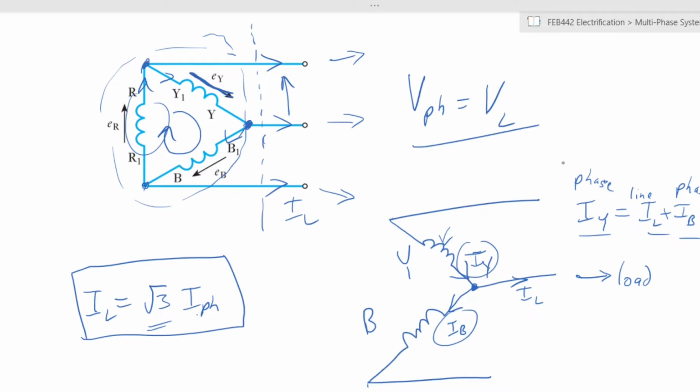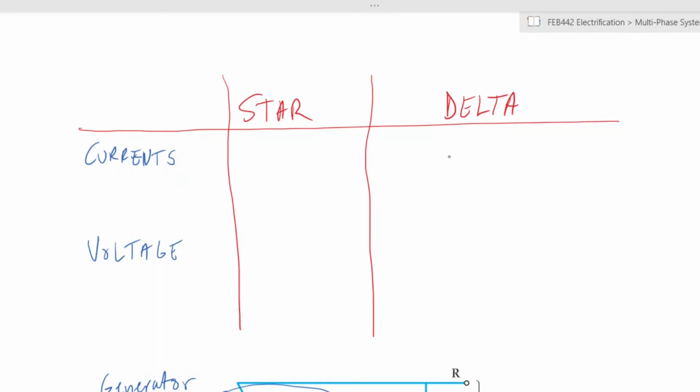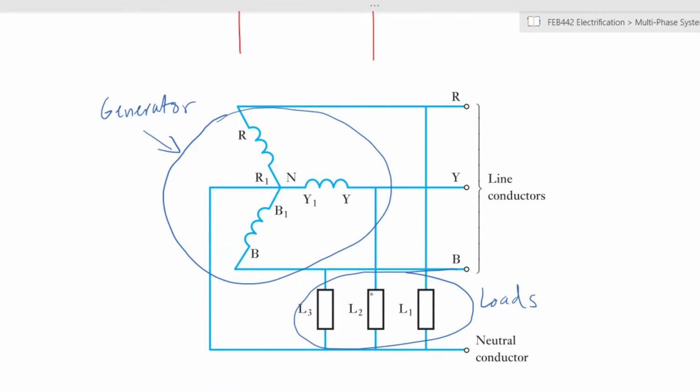Phase voltage and line voltage are equal. Line current and phase current are not equal. So for delta, we have said IL, line current, is equal to root 3 times I phase. And that is the case for all of them. And we have said line voltage is equal to phase voltage.